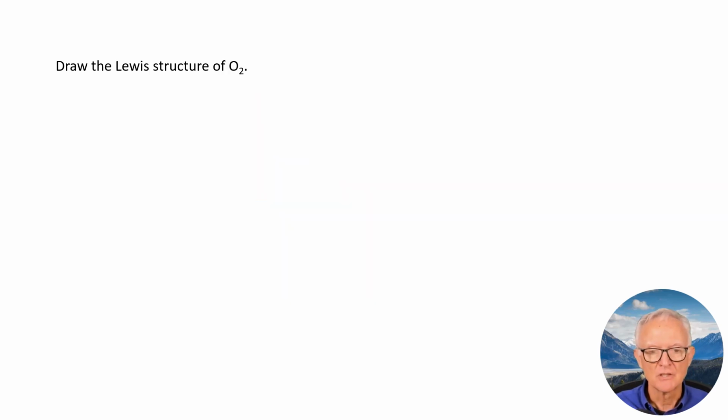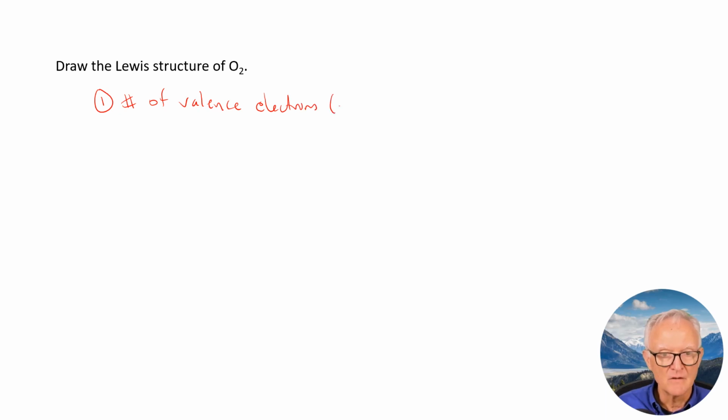Last question in this review guide, draw the Lewis structure of oxygen. Okay, so O2. So what do we do first when we're drawing a Lewis structure? First, let's determine the number of valence electrons. Or e minus, again, -1 charge on an electron, so we sometimes abbreviate it e minus. So in this case, we have 2 oxygens, right? And oxygen, how many valence electrons does oxygen have? It has 6 each. So we have 12 valence electrons.